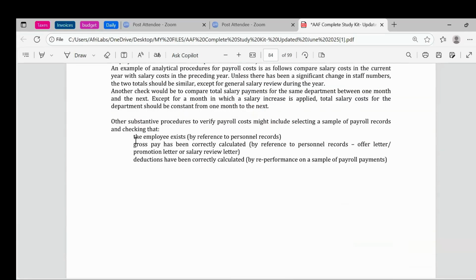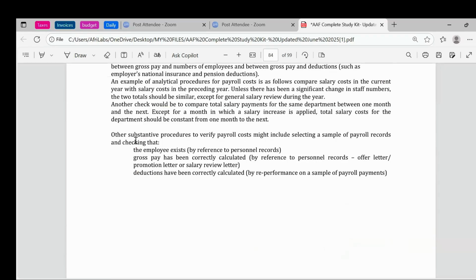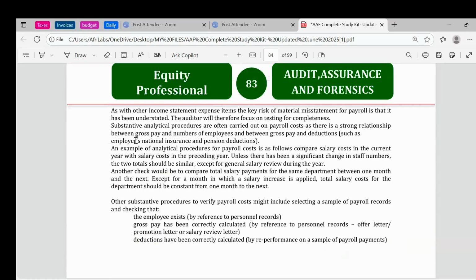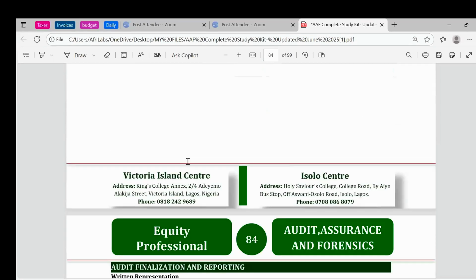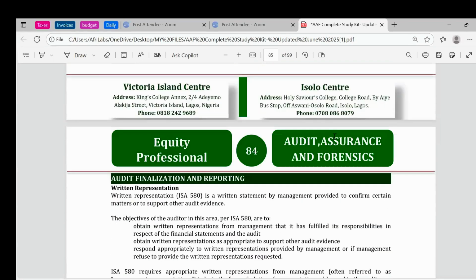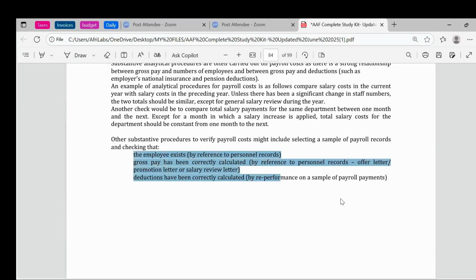So substantive procedure, let's see for payroll. See what they have here. Checking the payroll to ensure that the employees exist. What does that prove? First of all, payroll, which item is this? We already said it's income statement. So if you want to check that all the employees that were recorded exist, what does it prove from your assertion? It's completeness.